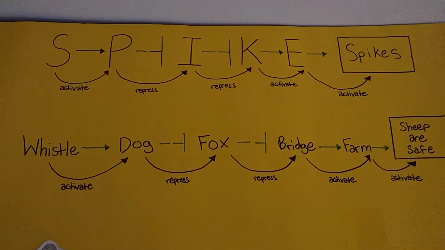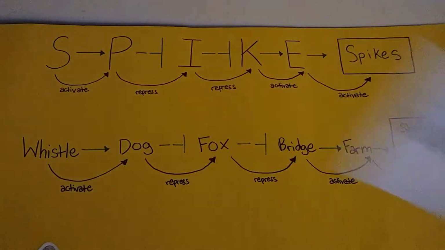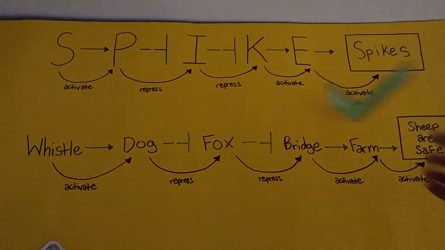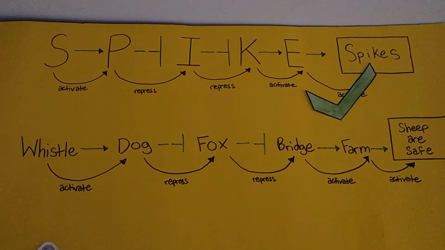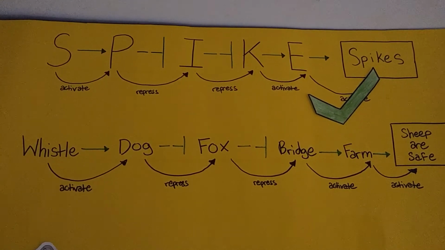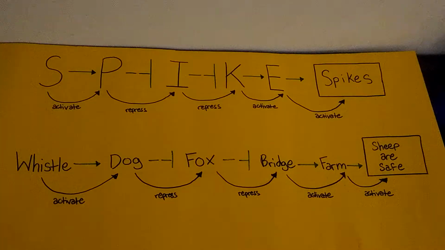Now let's look at different strains in our networks to see if they activate transcription. First one is wild type, which is the normal phenotype that occurs naturally. Wild type will activate spikes, or in our analogy, the sheep are safe because of the specific genes that are activated and repressed. It is also given that this network is meant to transcribe spikes.